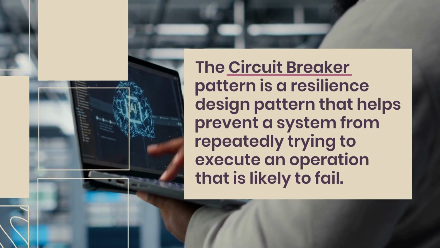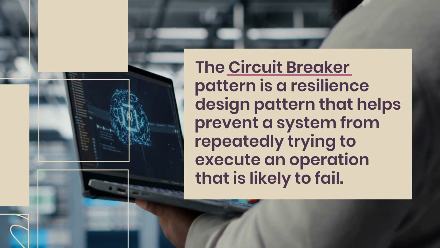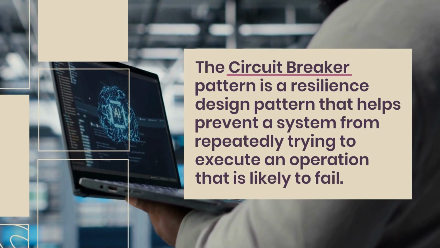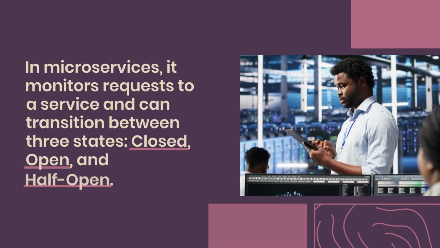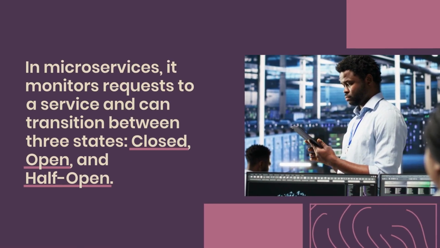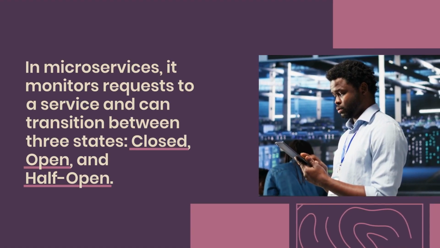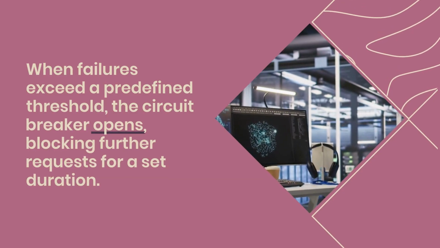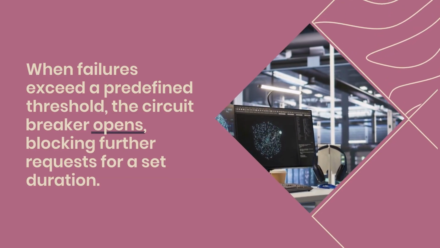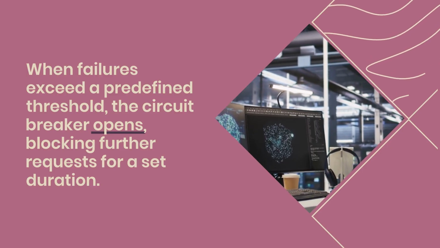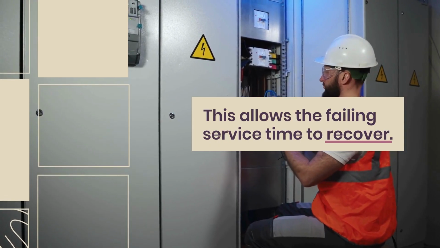The circuit breaker pattern is a resilience design pattern that helps prevent a system from repeatedly trying to execute an operation that is likely to fail. In microservices, it monitors requests to a service and can transition between three states: closed, open, and half open. When failures exceed a predefined threshold, the circuit breaker opens, blocking further requests for a set duration. This allows the failing service time to recover.